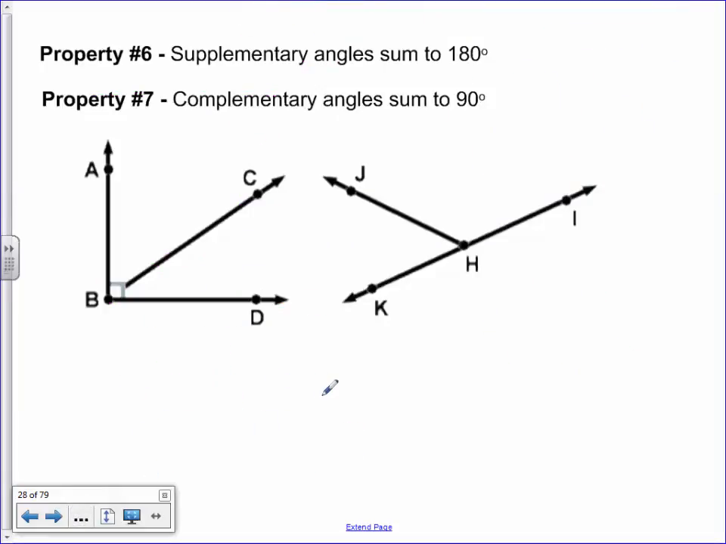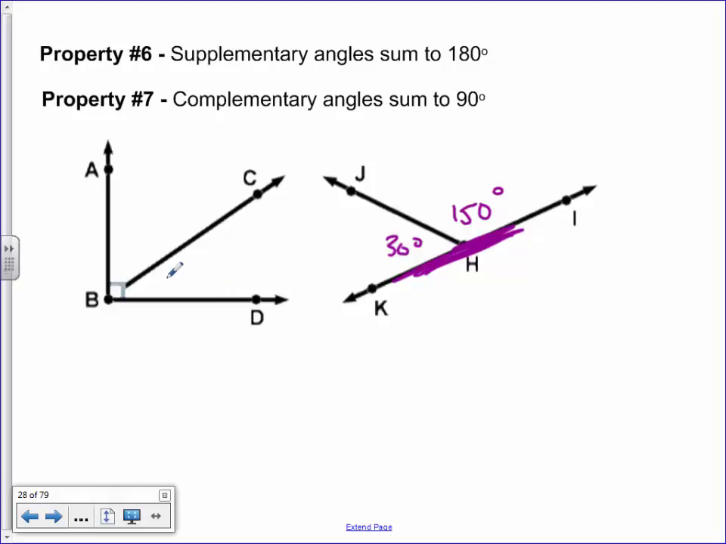Here are some angle definitions I'd like you guys to know. Basically the terms are supplementary and complementary. If this angle right here is 150 degrees, this angle right here has to be 30. And the reason why is that these two angles are on a line, and angles on a straight line have to equal 180. That's called supplementary.